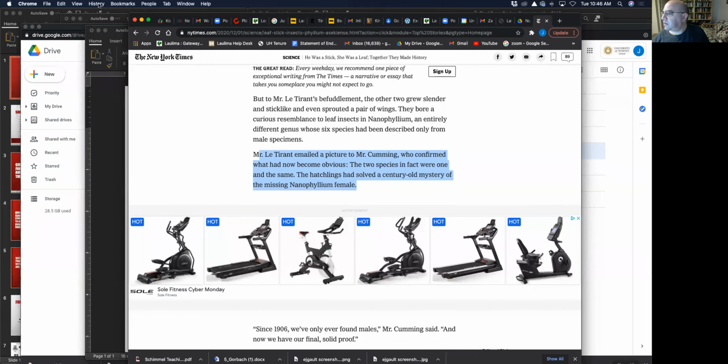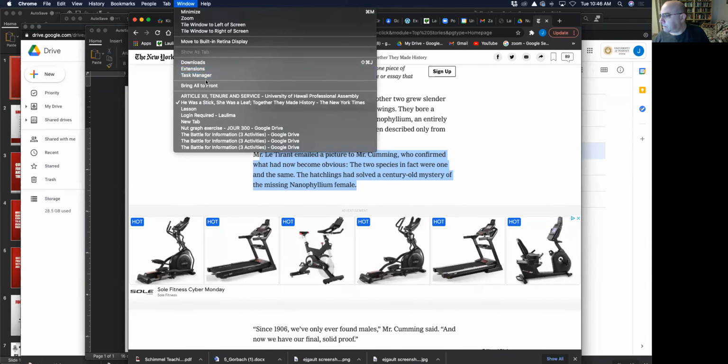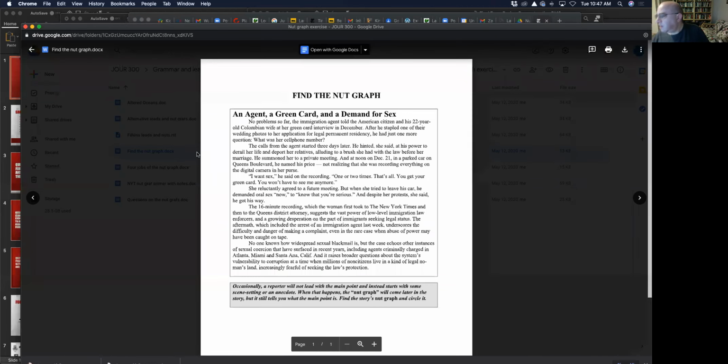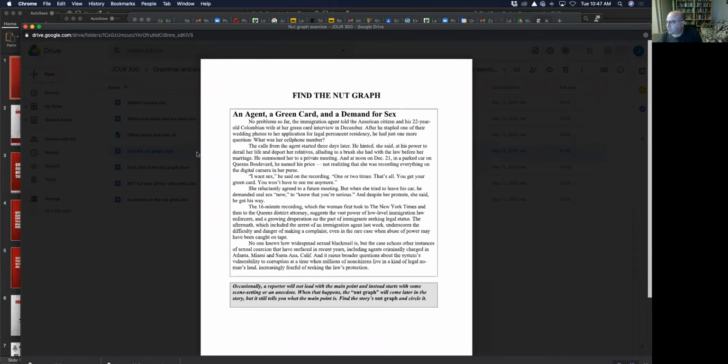Let's find a more straightforward example. Let me pull this one out. Okay. So take a look at this and see if you guys can figure out where the alternative lead ends and the nut graph begins. And don't say it out loud, give other people a chance to find it themselves.